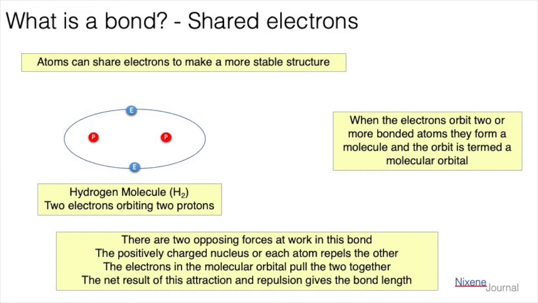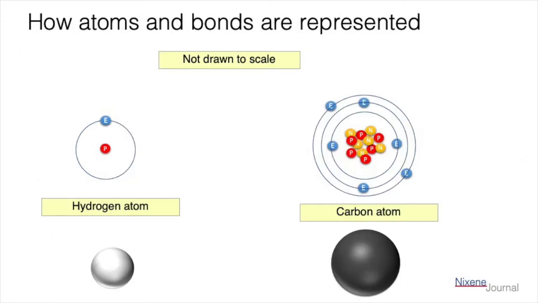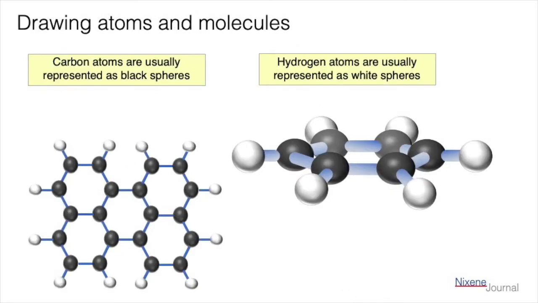Okay. In fact, let's just take a look at how they're represented. So again, looking at the hydrogen atom and the carbon atom, hydrogen is usually represented either as the letter H and carbon the letter C, or we've got a white sphere and a black sphere. And that tends to be how they're represented. And by the way, none of these drawings are to scale. They're just representations.